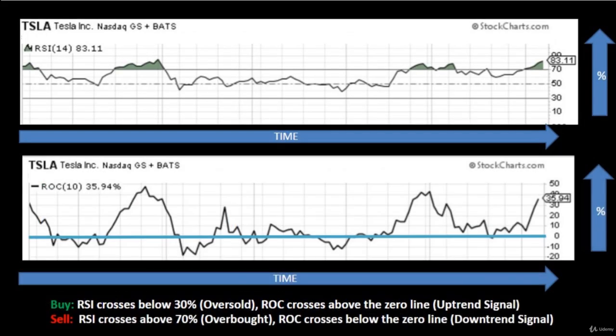If we use the same security and now we put the ROC below the RSI, you can see how they follow along very similarly. The movement of the lines is very similar in pattern. The ROC, of course, is going to use that zero line. And if it crosses above the zero line on the ROC, as we recall, that's a buy signal. And if it crosses below the zero line, that's a downtrend signal or a sell type signal.